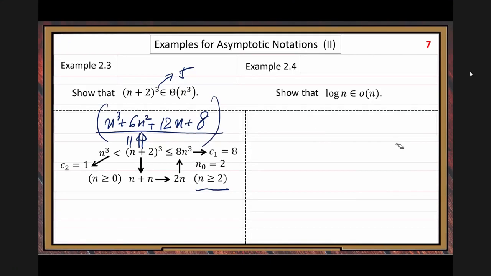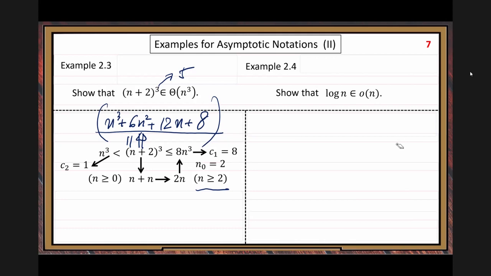Example 2.4. Let's continue from last time. Show that log of n belongs to little o of n. This little o, by its definition, means the limit of the ratio of two functions is 0.